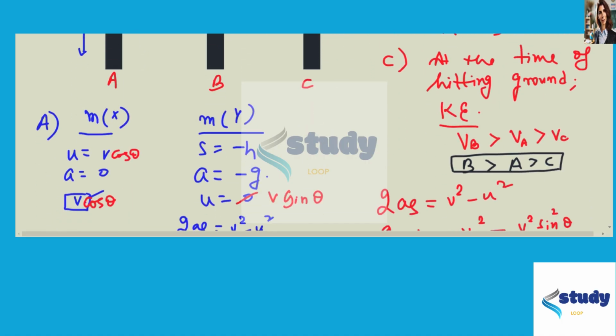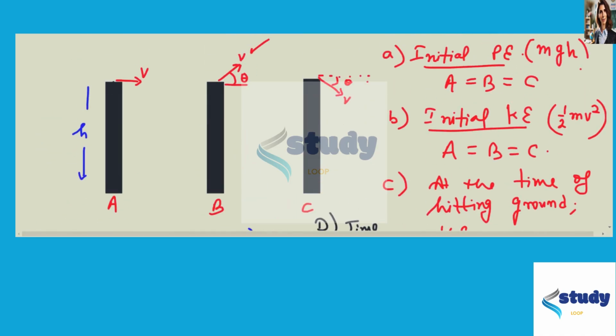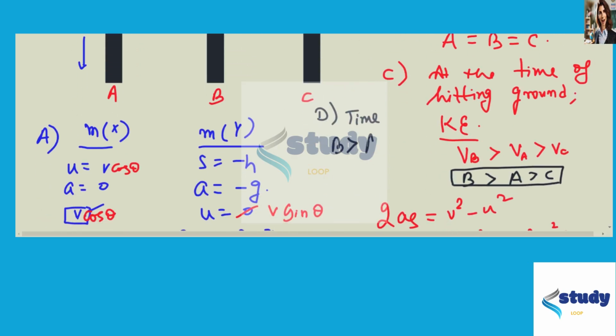So time of flight will be greatest in B and it will be least in C. So this is also going to follow the same trend.